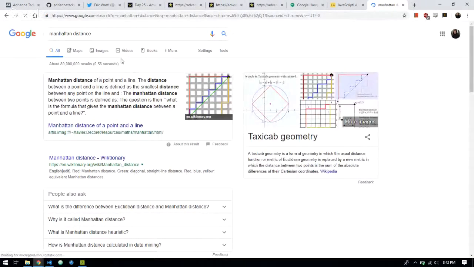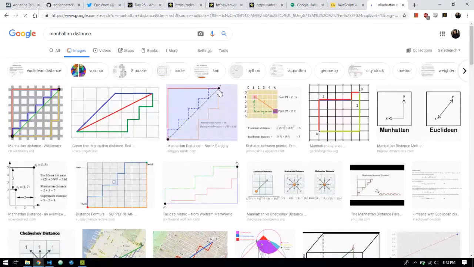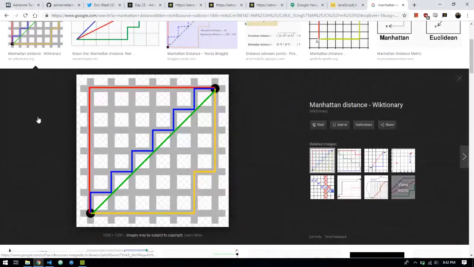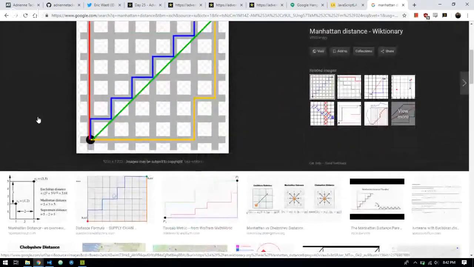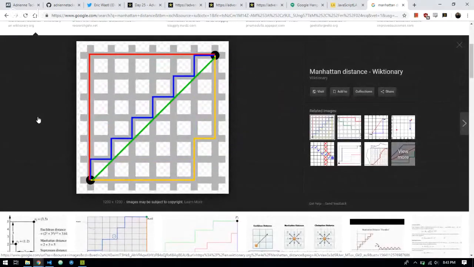Manhattan distance of a point and a line. So the distance between a point and a line, the smallest distance. So this tells me you can probably find an equation that implements Manhattan distance, and it's probably going to be a part of your solution. So that's Manhattan distance, the shortest distance from 1 point.